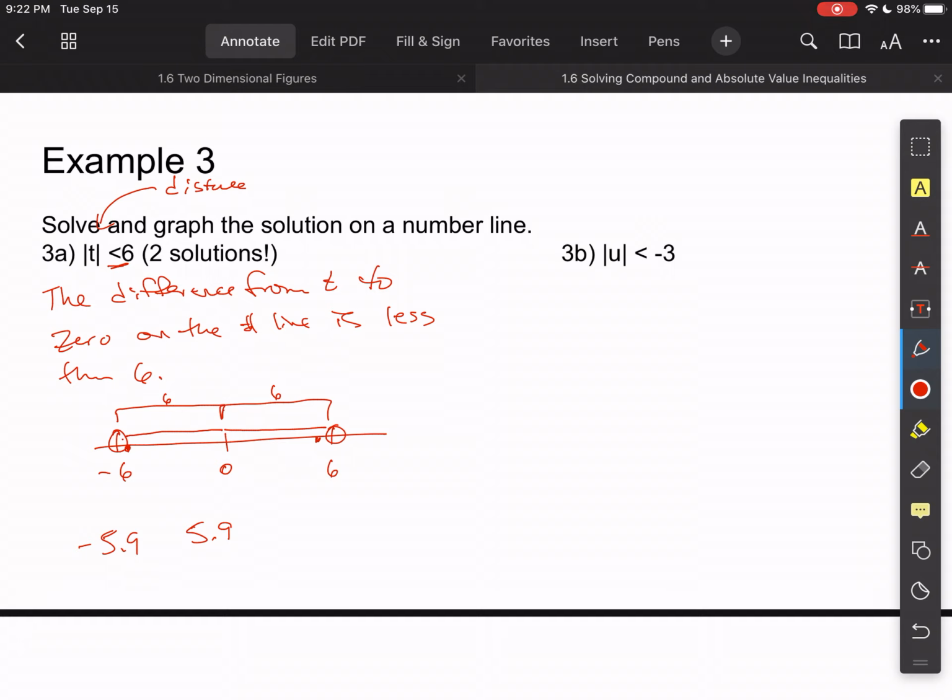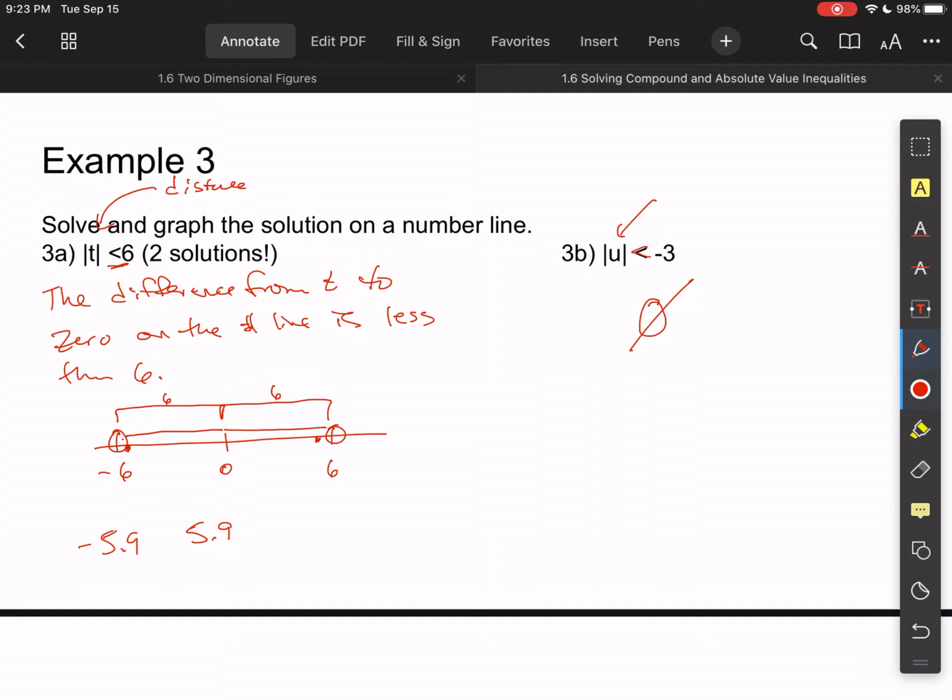Okay, so looking at B is interesting because it says the distance, so if you think about this as a distance, we can say the difference from u to 0 on the number line is less than a negative number. Can you have a distance that is less than a negative number? And the answer to that is no, you cannot. You cannot have a negative distance. So this is never the case. So we just say that is no solution, and we just keep rolling. Whenever we have a distance that's less than a negative, it is no solution.